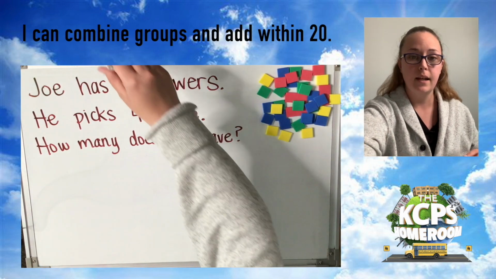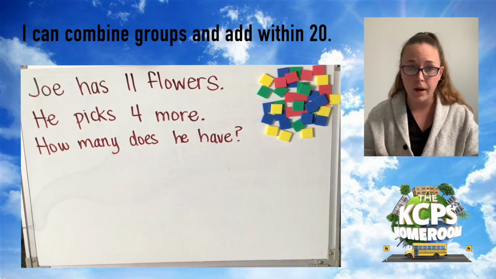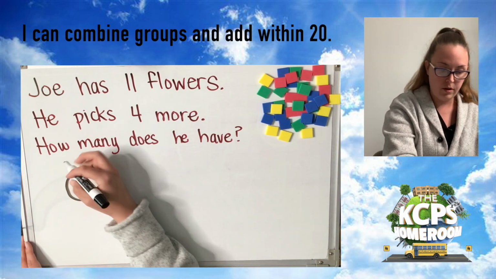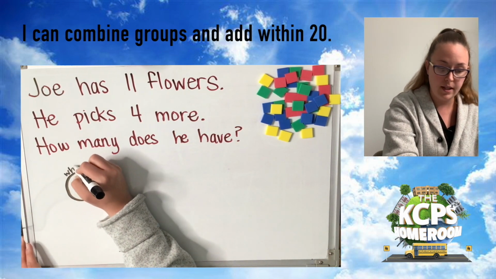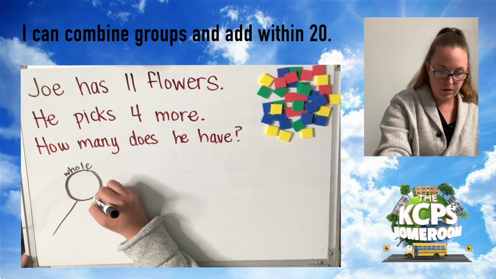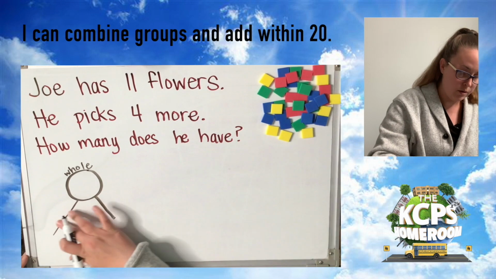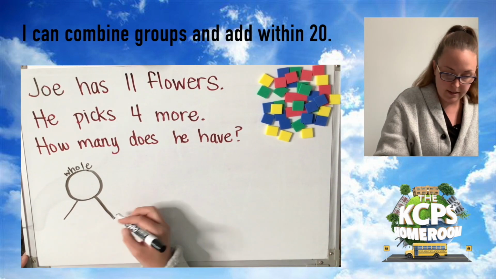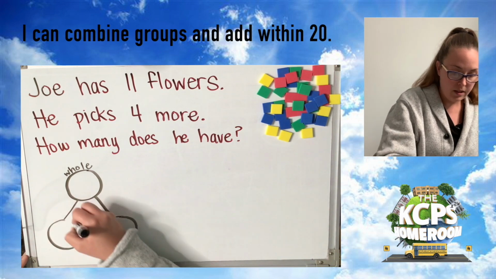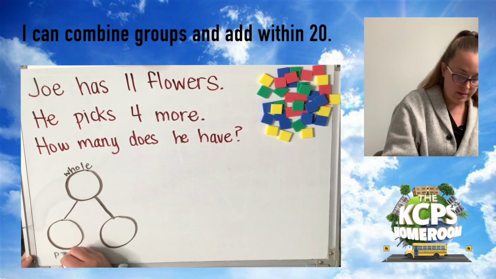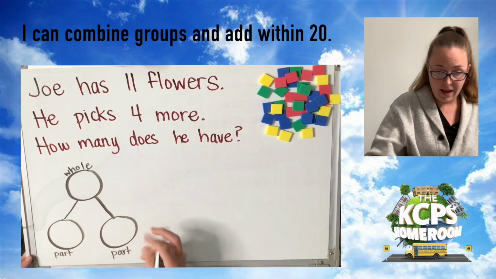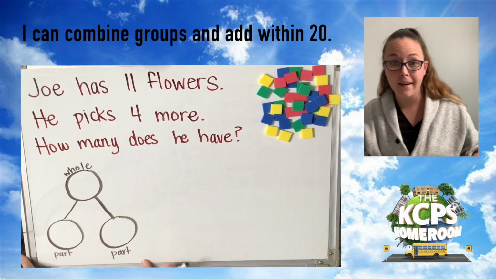And the next thing that I'm going to do is set up our number bond. So here on the bottom, I'm going to draw one circle at the top, and that's going to represent our whole. And then I'm also going to draw 2 circles connected by lines at the bottom. These are going to represent our parts. And this is called a number bond.